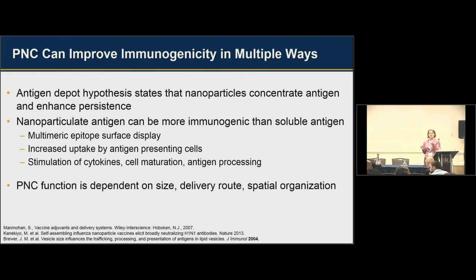And because it's particulate in nature, the act of endocytosing or phagocytosing these nanoparticles actually stimulates maturation, presentation, processing, and production of cytokines and other signaling molecules by the antigen-presenting cells. These are what I would call an adjuvant effect that nanoparticles in general, and we see with our protein nanoparticles as well. The function, though, is certainly a factor of what the antigen is that you're delivering, as well as the size, the delivery route, and the spatial organization, where you put the antigens in each kind of particle.